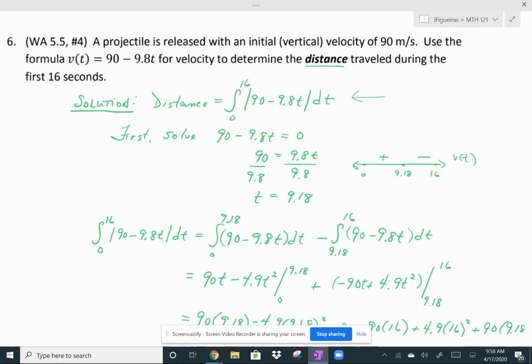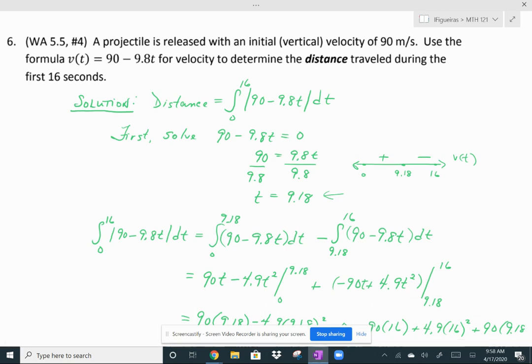So similar to the previous example, a couple examples ago, where we found distance, you have to first figure out where your velocity is equal to 0. So that's what I did here. Set it equal to 0 and solve it. And you get that when your time is 9.18 seconds, your velocity is 0. So that means it's reached its highest point and then it's starting to come back down.